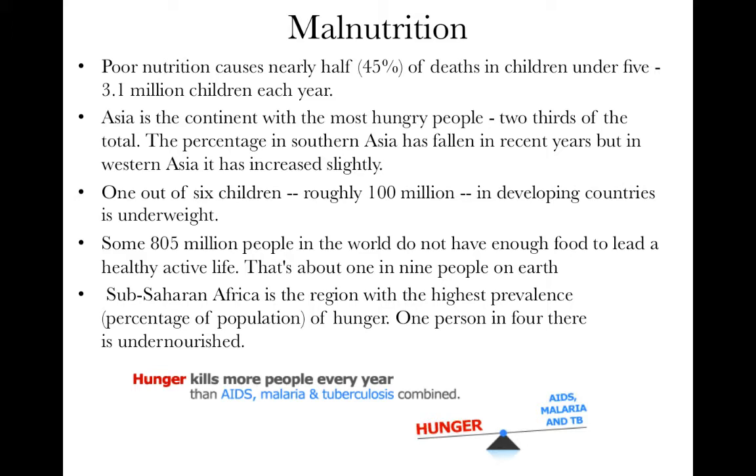And the last point there is that sub-Saharan Africa is the region with the highest prevalence of hunger, meaning a bigger percentage of their population is hungry, and it's 1 in 4 people in the sub-Saharan part of Africa that is considered undernourished. And there's a little picture at the bottom there pointing out that hunger in the globe kills more people than AIDS, malaria, and tuberculosis combined.